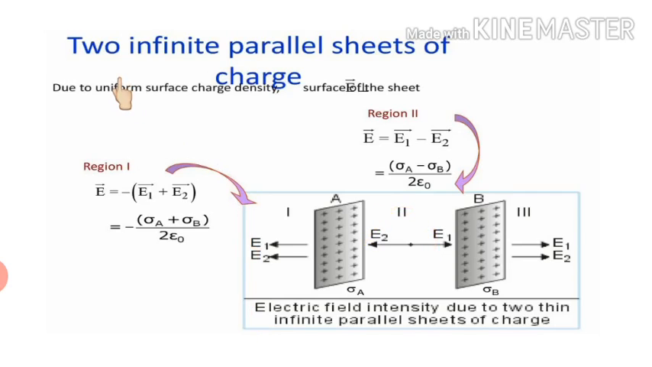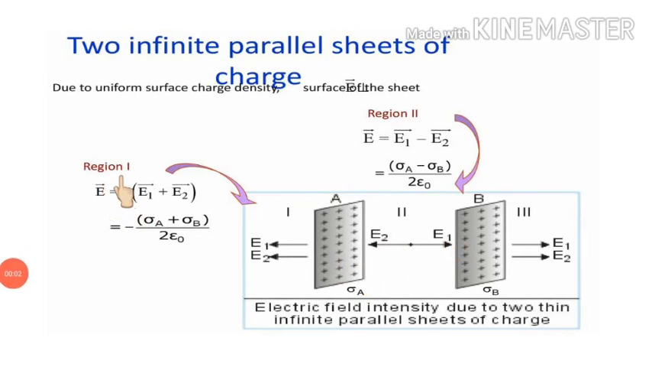Now suppose two infinite parallel sheets of charge are there and they are thin. So two parallel sheets are there, A and B, both positively charged. Surface charge density for this sheet is sigma A, and for this sheet is sigma B. Let us suppose E1 is the electric field due to this sheet, and E2 is the electric field due to sheet B. Now we will talk about three regions. This will be the first region, this the second region, and this the third region. What is the net electric field in the first, second, and third regions due to these two parallel sheets of charge?